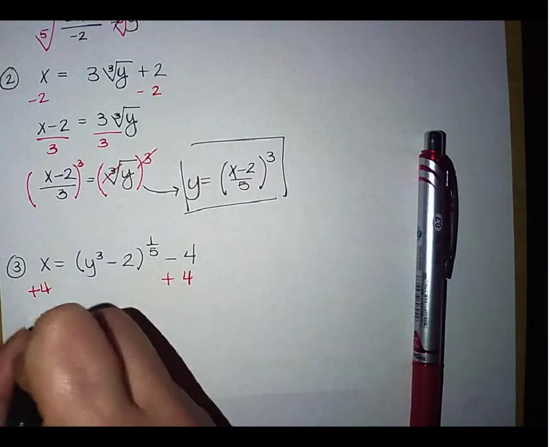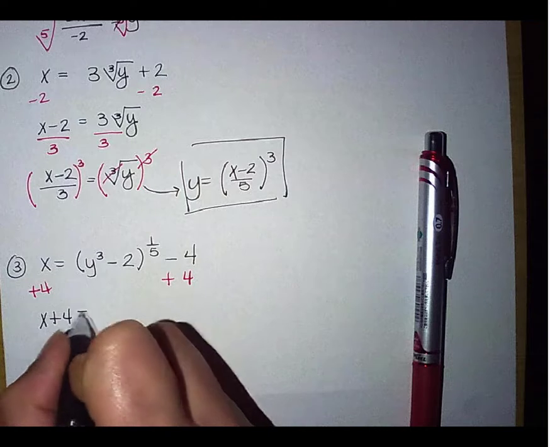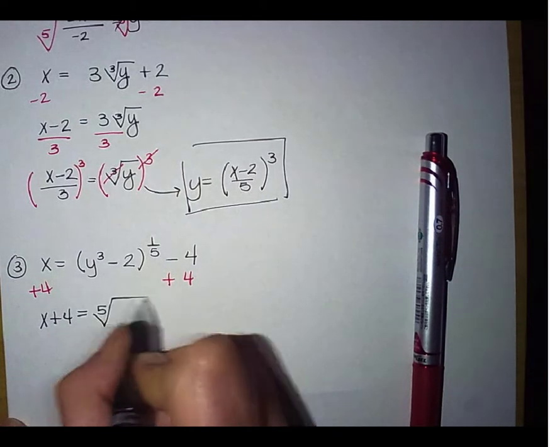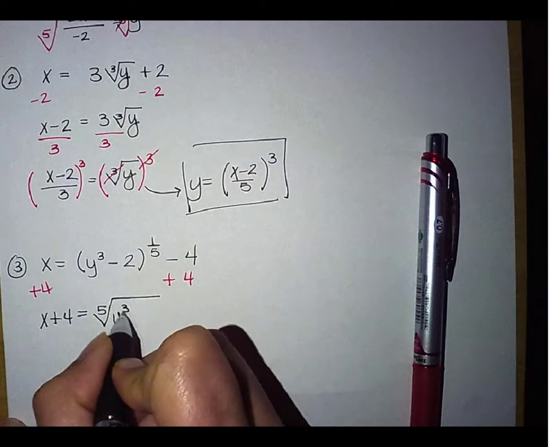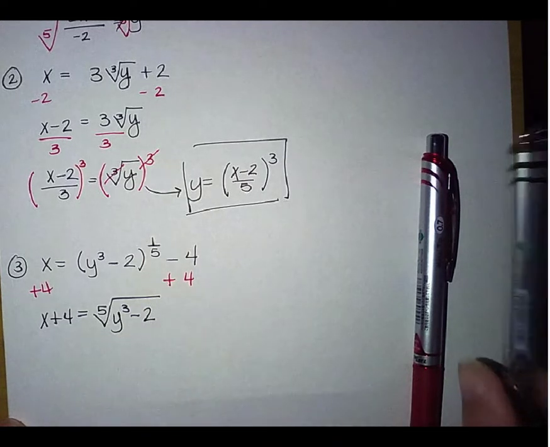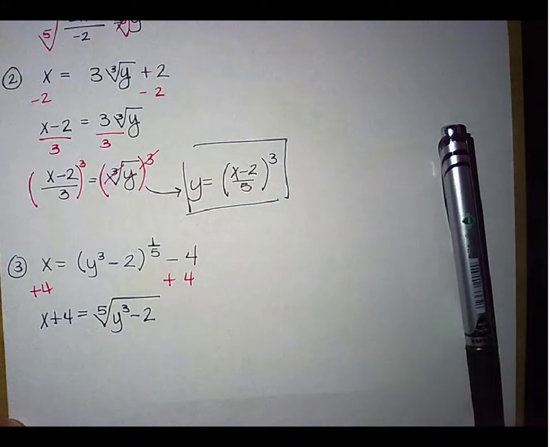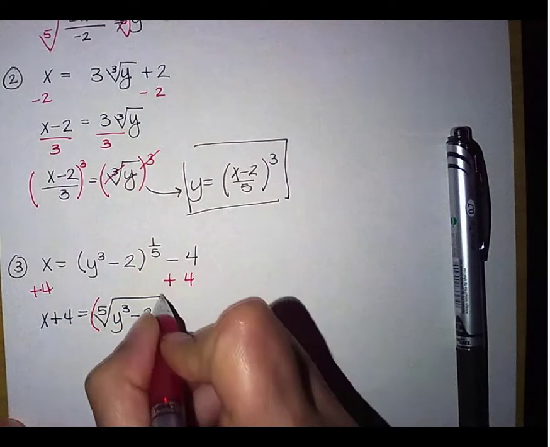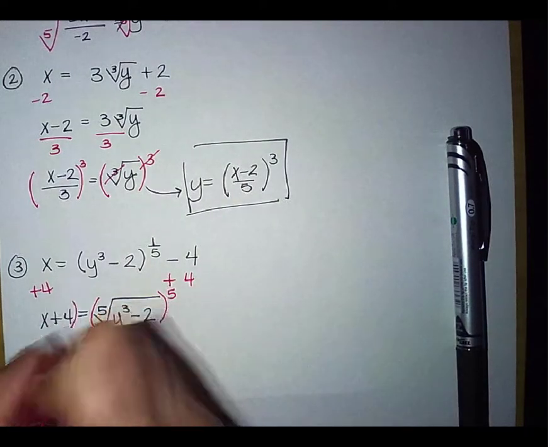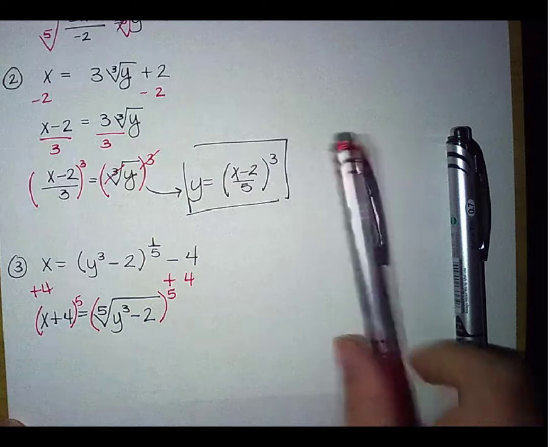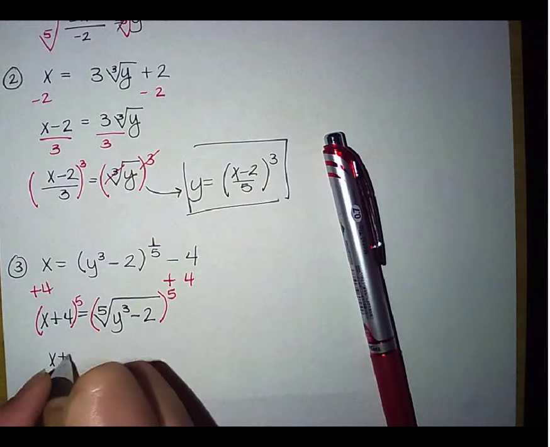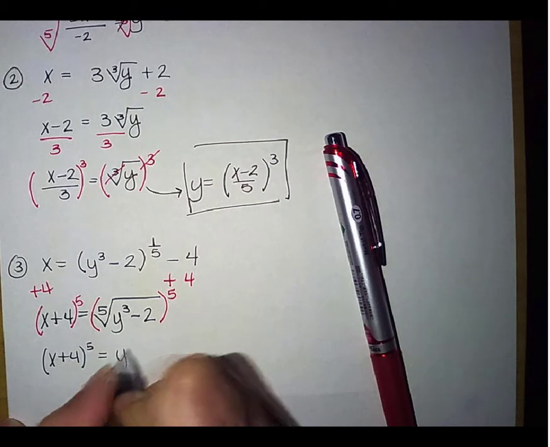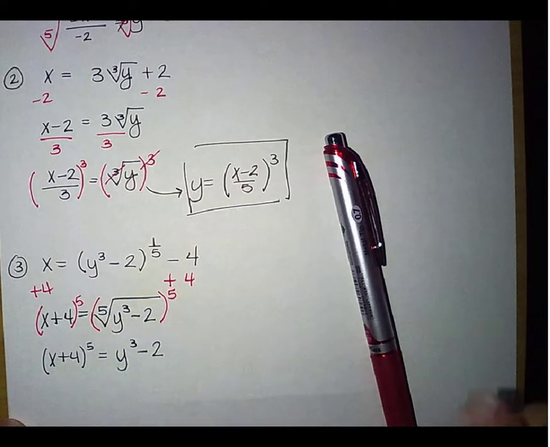So we're going to have x plus 4 equals, and then again, if you don't want to have this 1/5, go ahead and switch this over to a 5th root of y cubed minus 2. You don't have to by any means. If you understand that the 1 over 5 is a 5th root, you can leave that. But then we're going to raise this to the 5th power to get rid of that 5th root. We're going to have x plus 4 to the 5th power equals y cubed minus 2.